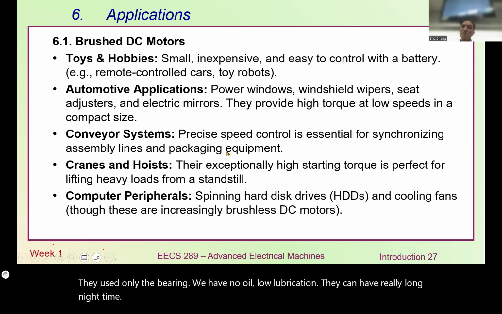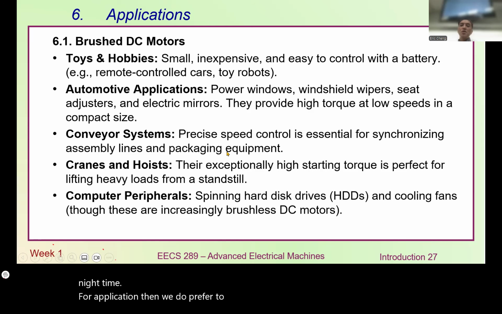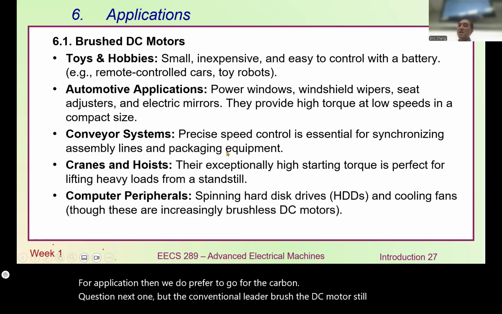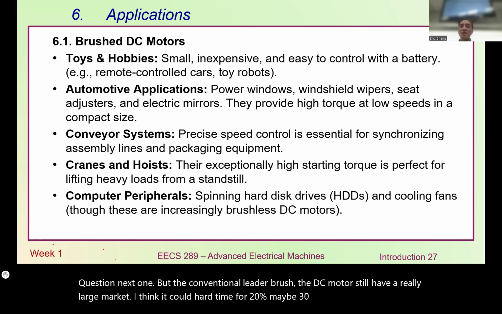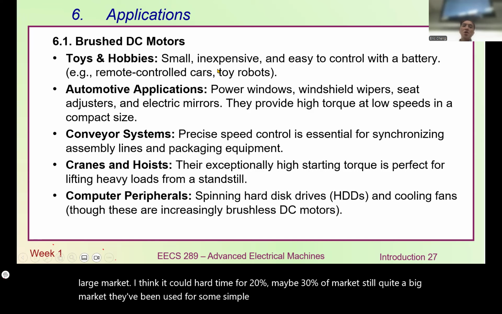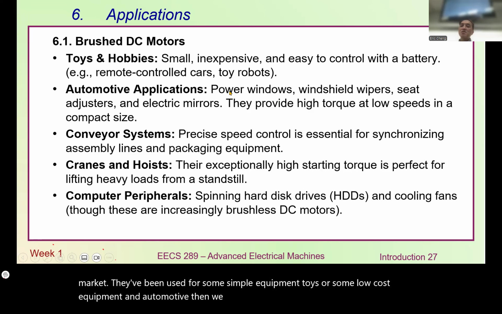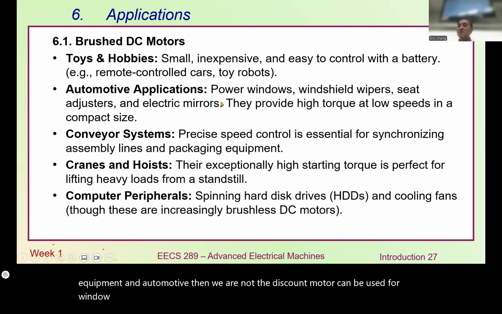For application, we do prefer to go for the carbon brushless one. But conventionally, the brushed DC motor still has a really large market. I think it could account for 20%, maybe 30% of the market still, quite a big market. It's been used for some simple equipment, toys, or some low-cost equipment. And for automotive, this kind of brushed motor can be used for window, windscreen, or seat and mirror. So that's why you can see there are many motors inside a vehicle.